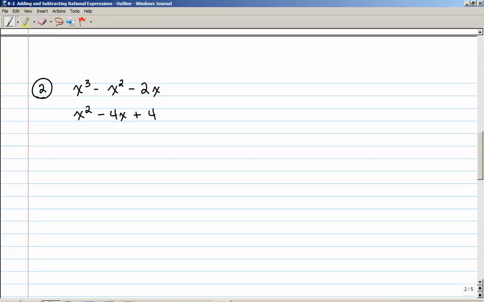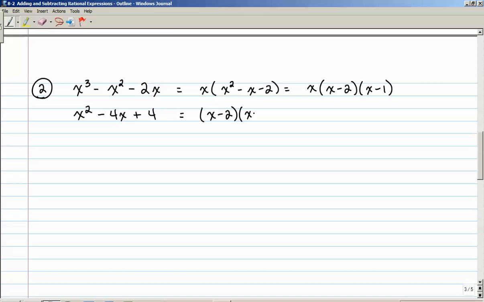We need to factor each one of these. X cubed minus x squared minus 2x. First thing I notice is that I can take out a common factor of x, and I'm left with x squared minus x minus 2. That trinomial can be factored into x minus 2 times x minus 1. So that's the fully factored form of my first trinomial. X squared minus 4x plus 4 is actually a perfect square trinomial. That's x minus 2 times x minus 2. And I'm going to write that with the exponent, x minus 2 squared.